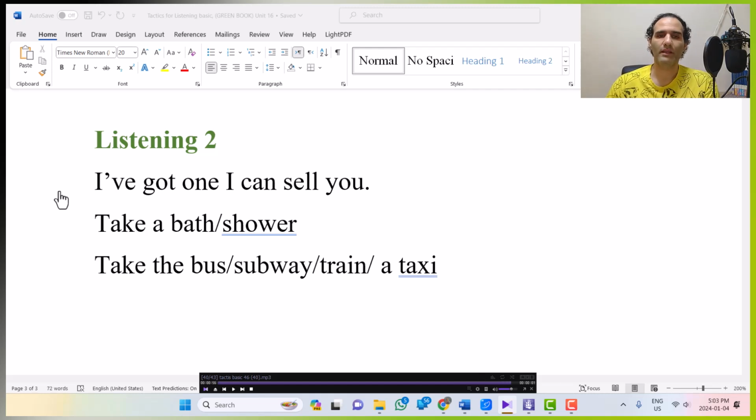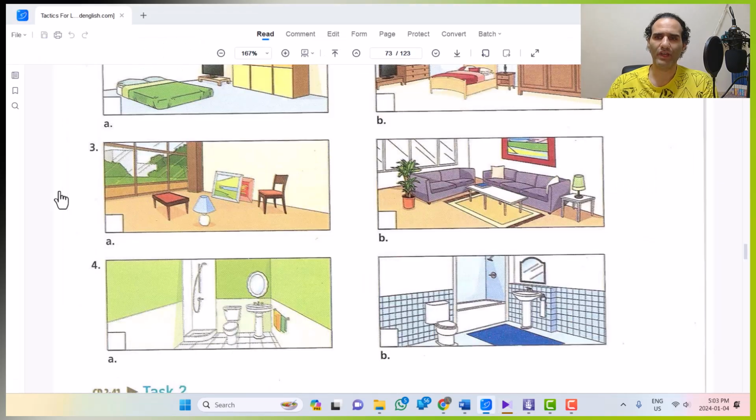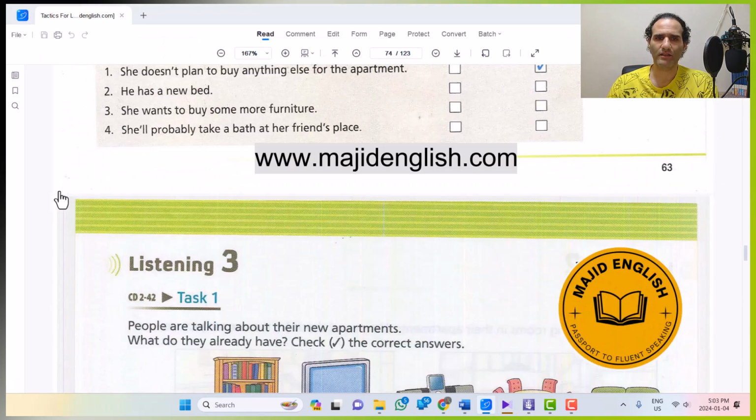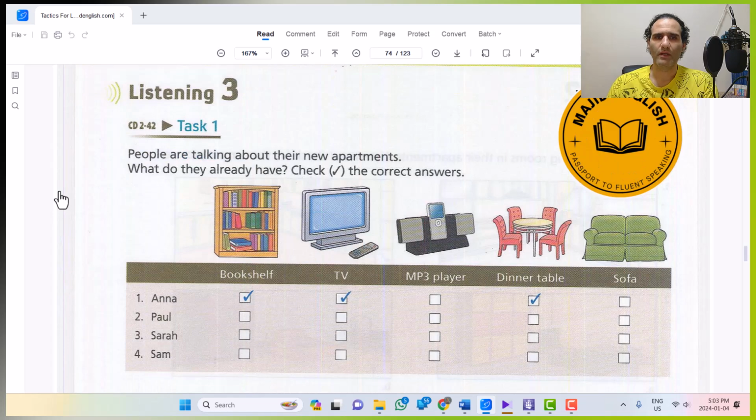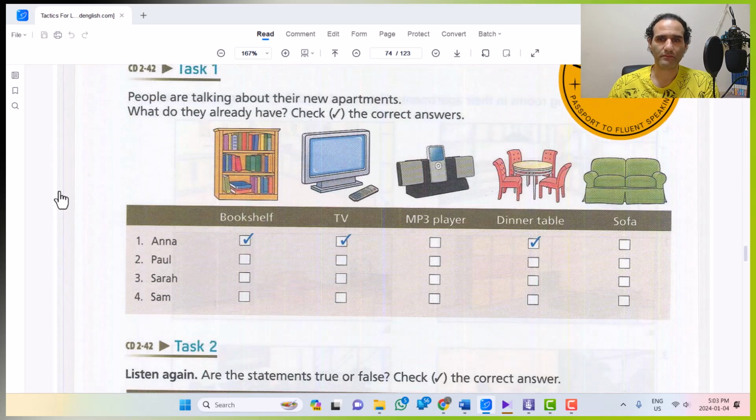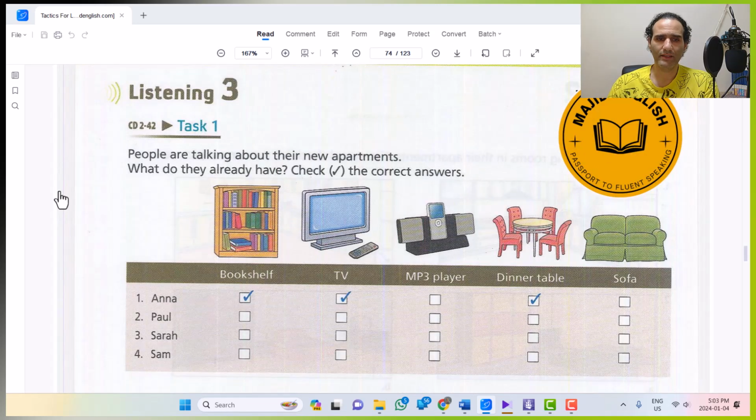Okay, listening 2 also finished. Not very difficult, not long. Listening 3. This one is a little challenging. People are talking about their new apartments. So, what do they already have? Anna, Paul, Sarah, and Sam: bookshelf, TV, MP3 player.